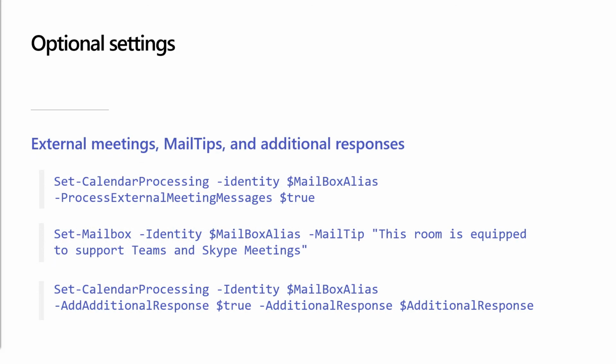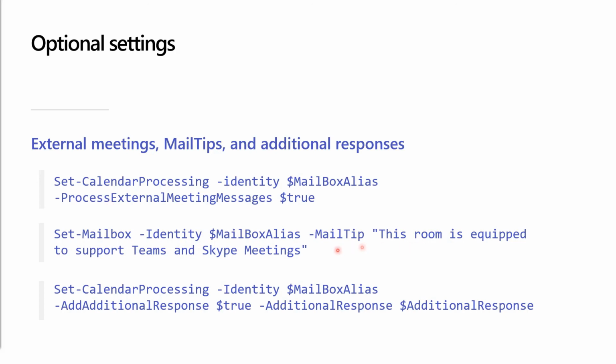Here's how you can set these values via PowerShell. Here's a new one first, process external meeting messages, $true. What this value does is allow Teams Rooms to accept a meeting invite from an external domain. So by default, if we are Contoso.com, our Teams Rooms resource accounts will not accept a meeting invite from nwtraders.com. However, if we enable process external meeting messages, that resource account will now accept meeting invites from external domains.